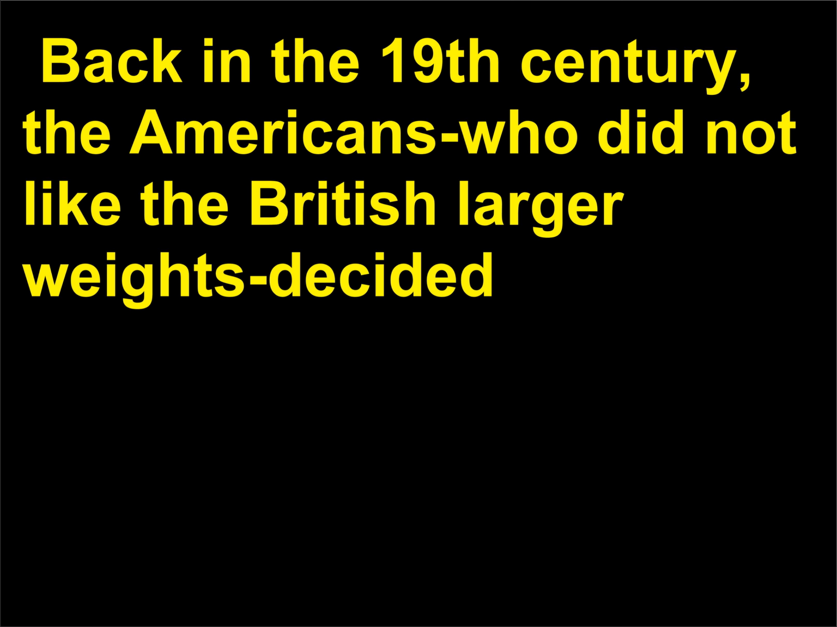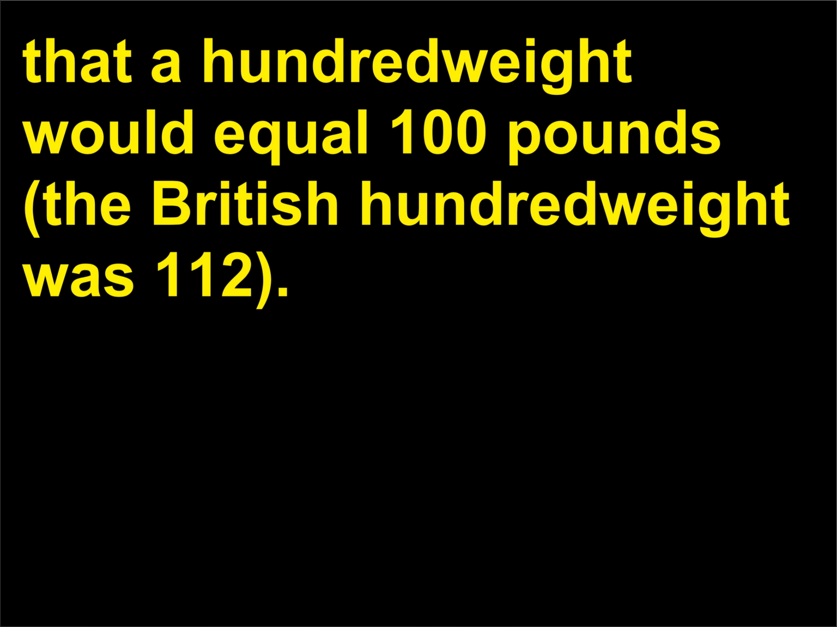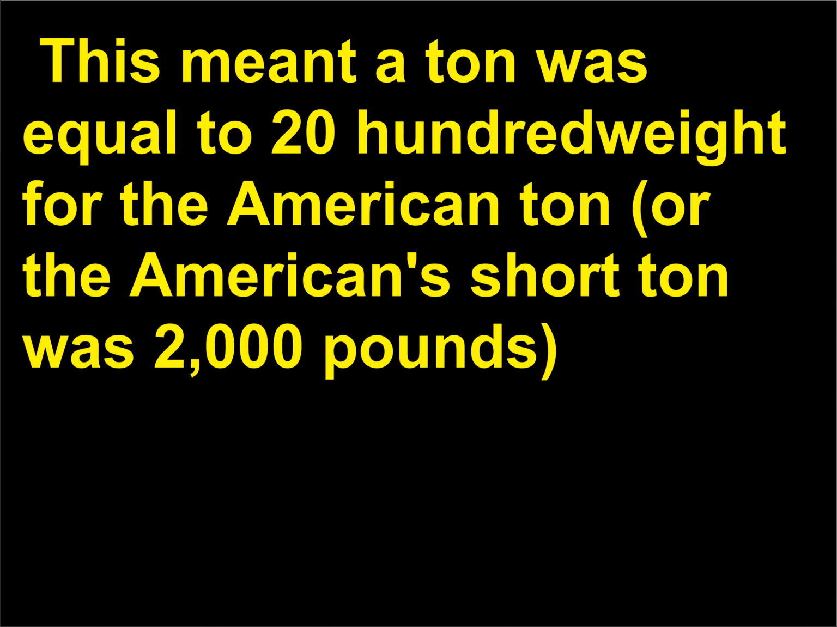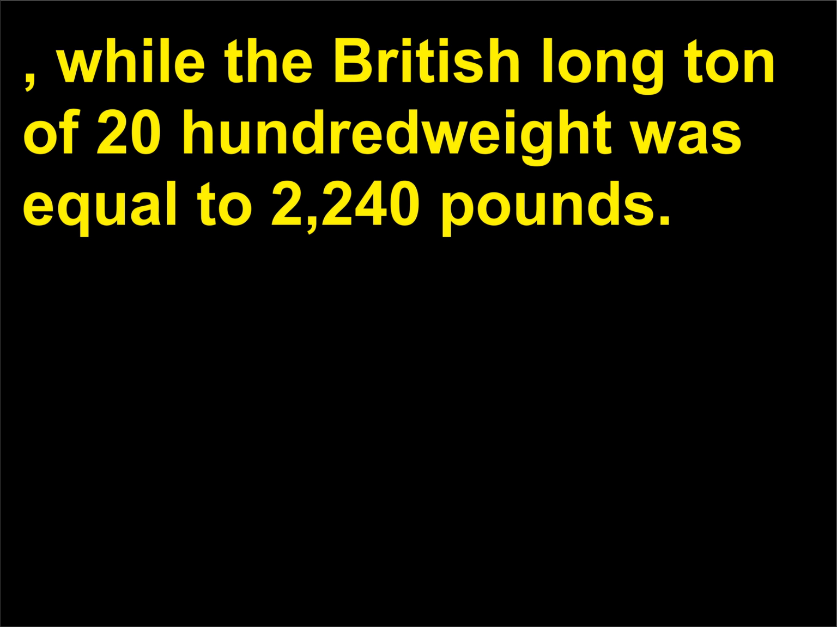Back in the 19th century, the Americans, who did not like the British larger weights, decided that a hundredweight would equal 100 pounds; the British hundredweight was 112. This meant a ton was equal to 20 hundredweight for the American ton, or the Americans' short ton was 2,000 pounds, while the British long ton of 20 hundredweight was equal to 2,240 pounds.